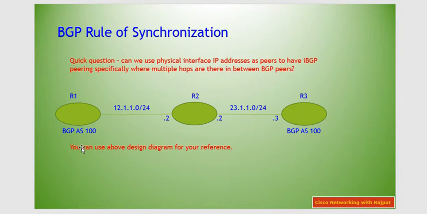It's time for a question. Can we use physical interface IP addresses as peers to have IBGP peering, specifically where multiple hops are there in between the BGP peers? You can use the above design diagram for your reference. I just want to specifically mention that R2 is not running BGP.